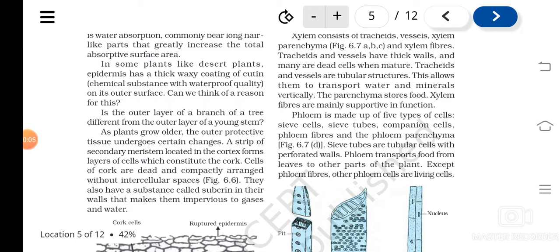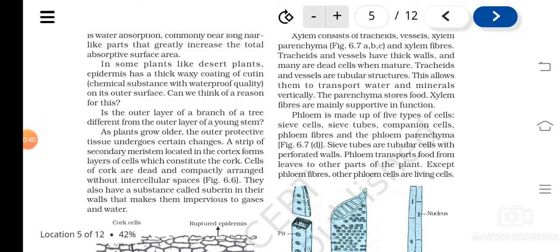So children, in the previous classes, we were studying about various plant tissues. And I told already that plant tissues can be divided into two types. What are they? Meristematic tissues and permanent tissues. Right? What are meristematic tissues? The tissues which are able to divide continuously, which have the capacity to divide, are known as what? Meristematic tissues.